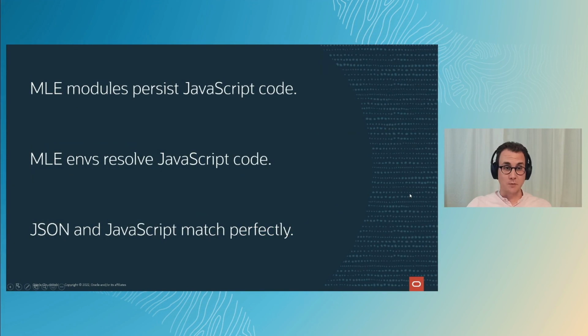All right, let's summarize what we've seen today. We have seen MLE modules, which you can use to persist your JavaScript code in the database. We've also seen a new construct called MLE Envs, or MLE environments, which help you resolve JavaScript code should you use it from other JavaScript code or from other MLE code in general in the future, when hopefully MLE will have more languages. We've also seen that JSON and JavaScript are really a perfect match. So JSON, together with JavaScript and RESTful services, is really a great offering, I believe.